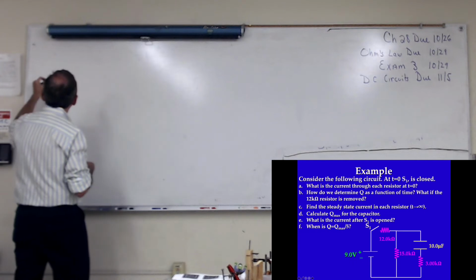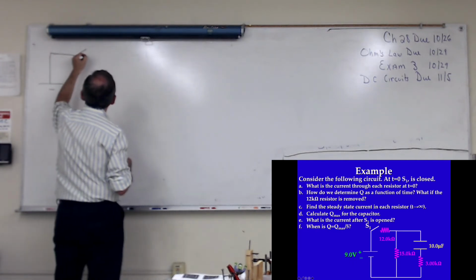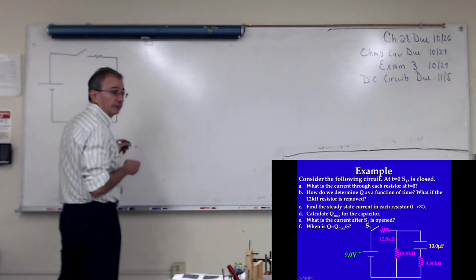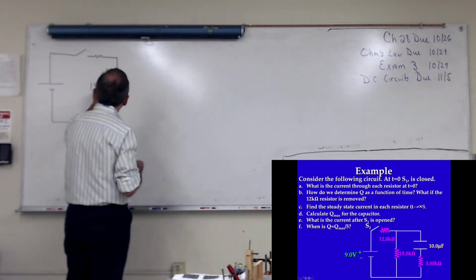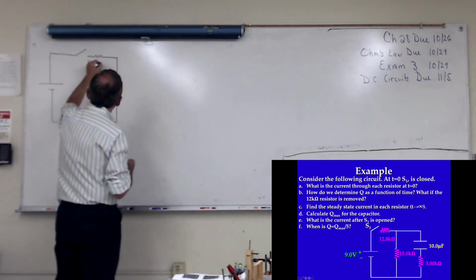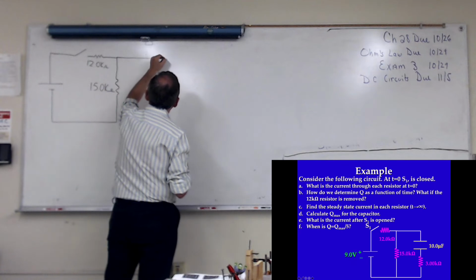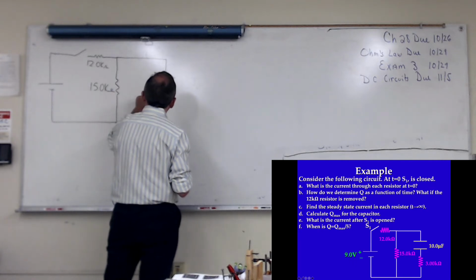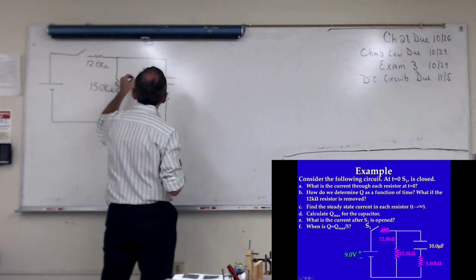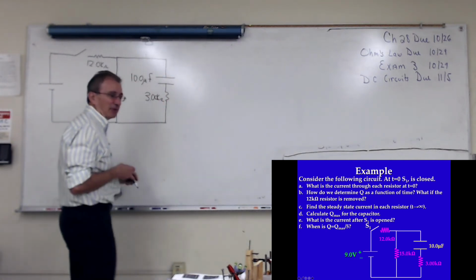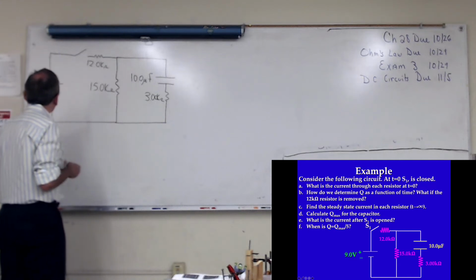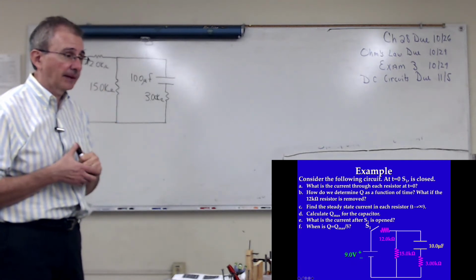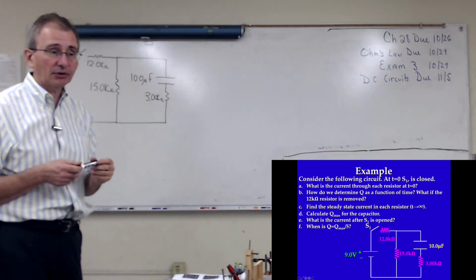So let me draw my circuit. Probably not going to be very careful with the sig figs just because of the lack of space I have on the board. All right. So we're going to close the switch. And the first question says, when I close the switch, what's the current through each resistor?